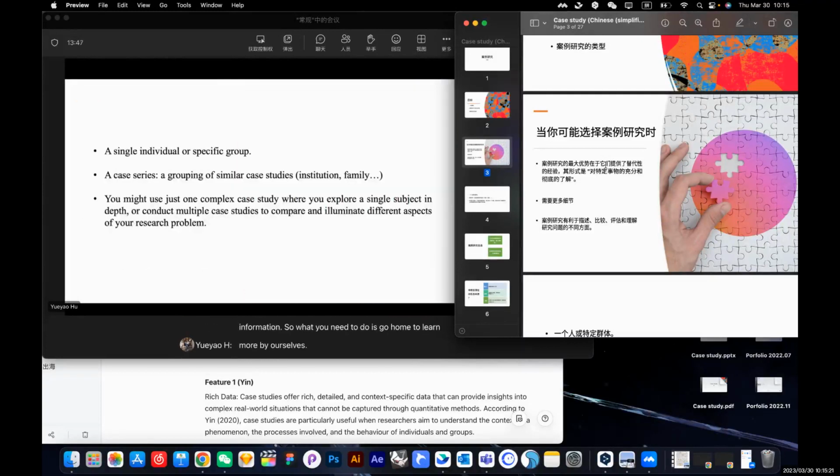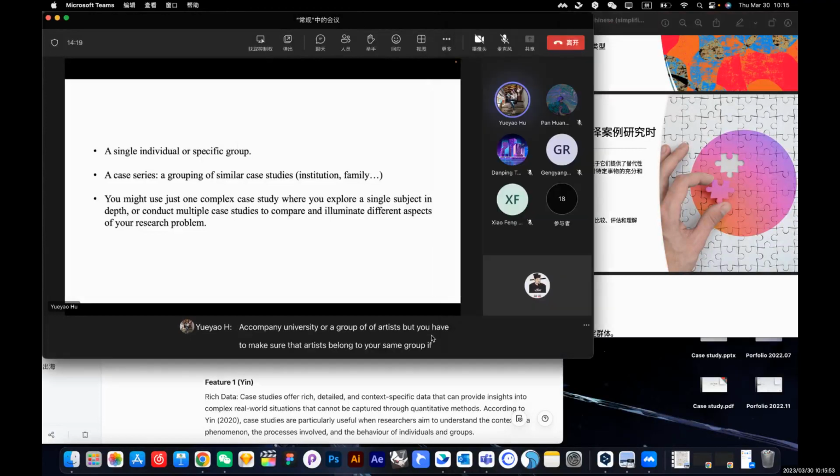And the second thing is about group. In case study, you can study one single individual or a specific group. When you study one single individual, you have to make sure that individual is good enough for your research. Or it can be a company, a university, or a group of artists, but you have to make sure the artists belong to the same group. If you study different artists in different areas, that's not a specific group.